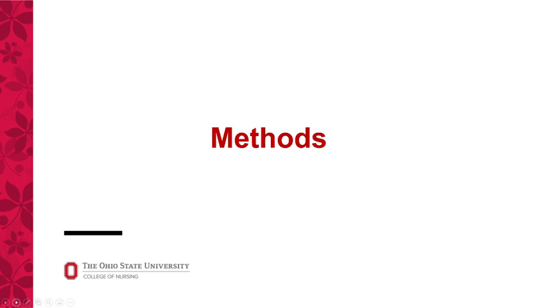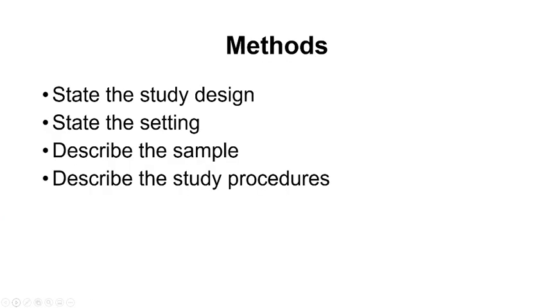Next, I'm going to talk about the methods section. In the methods section, you should have a bullet point describing the study design, state the setting for where the study was conducted, describe the sample, and also describe the study procedure. So you should have a bullet point for each one of these areas.